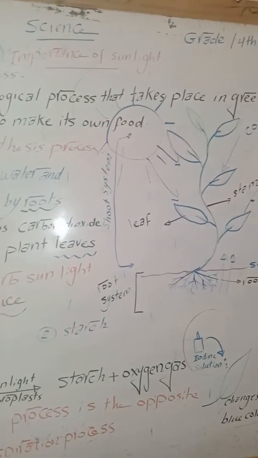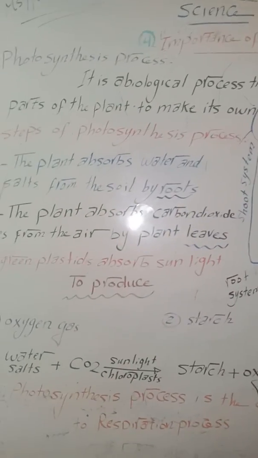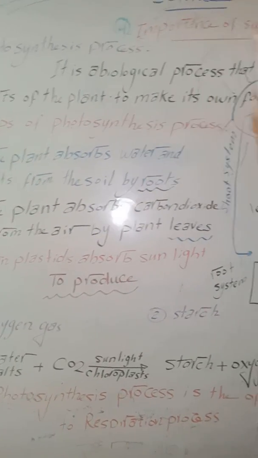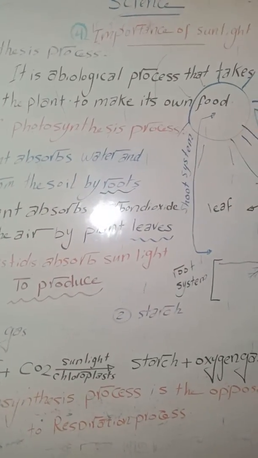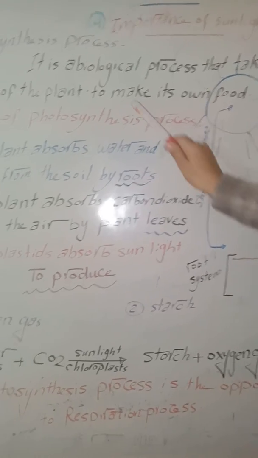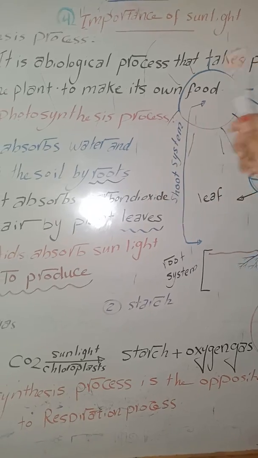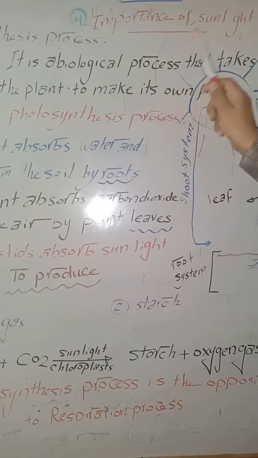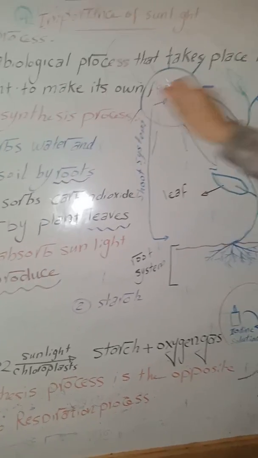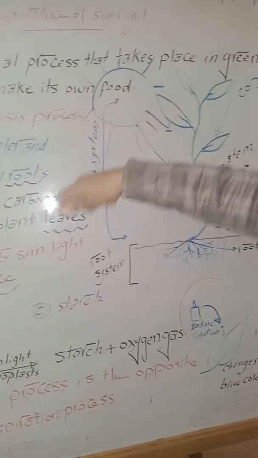Where does the photosynthesis process take place? In the green parts of the plant. Why does photosynthesis take place? To make its own food. It is a biological process that takes place in the green parts of the plant.